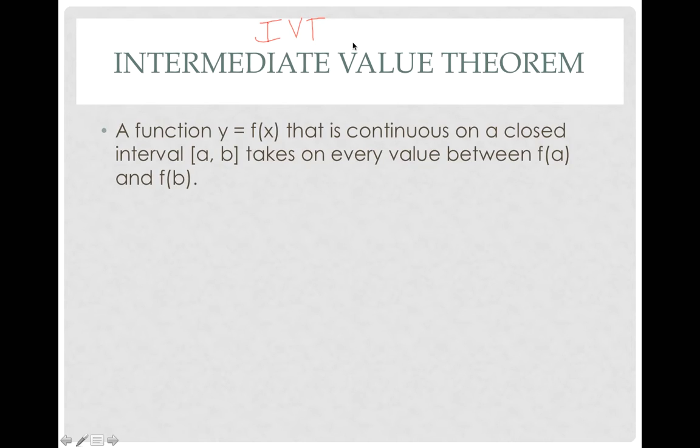And here's what it says. A function y equals f of x that is continuous on a closed interval a to b takes on every value between f of a and f of b. So the question is, what the heck does that mean?